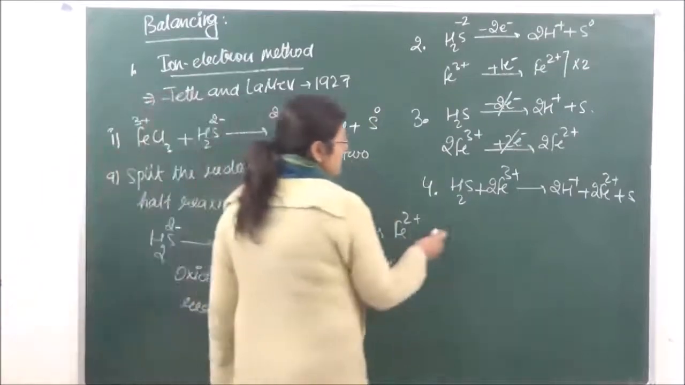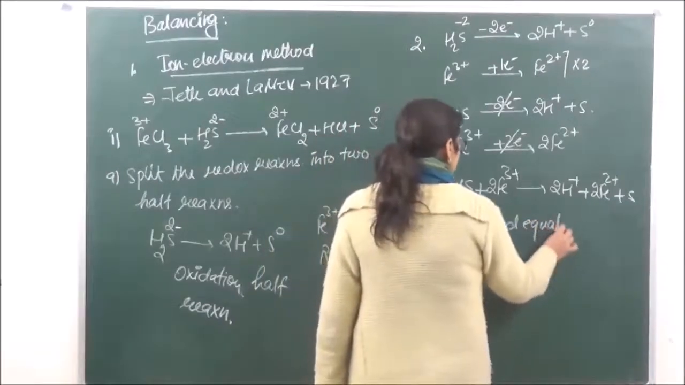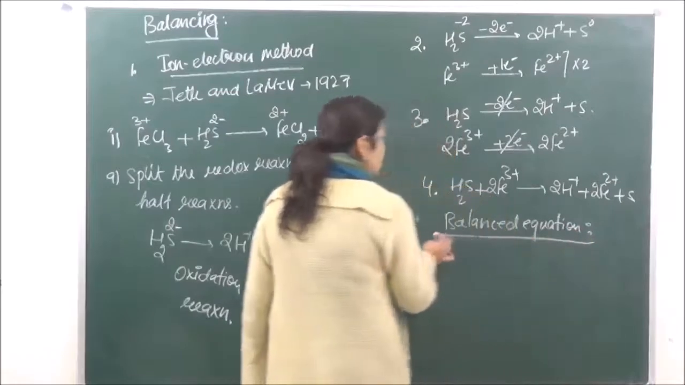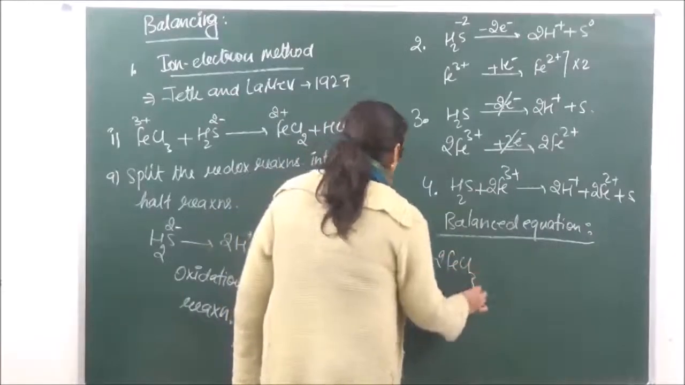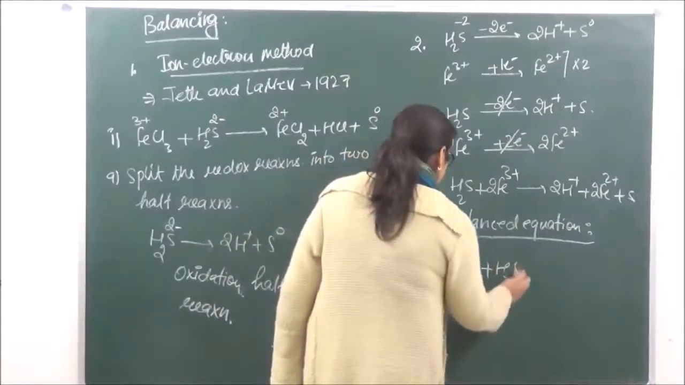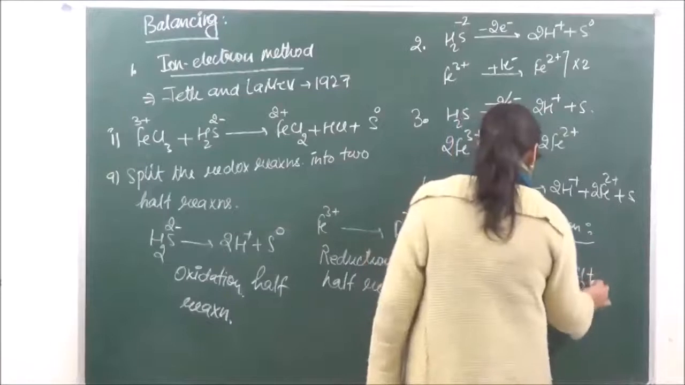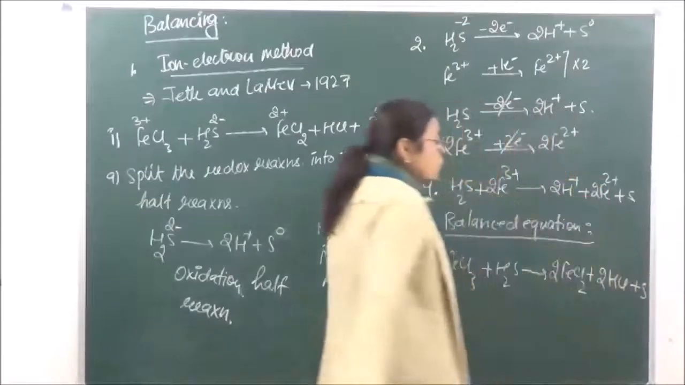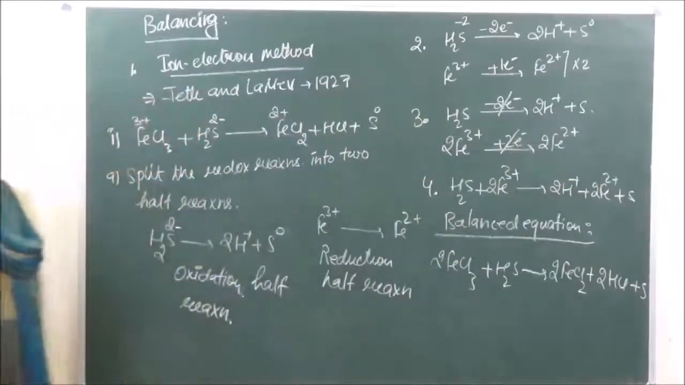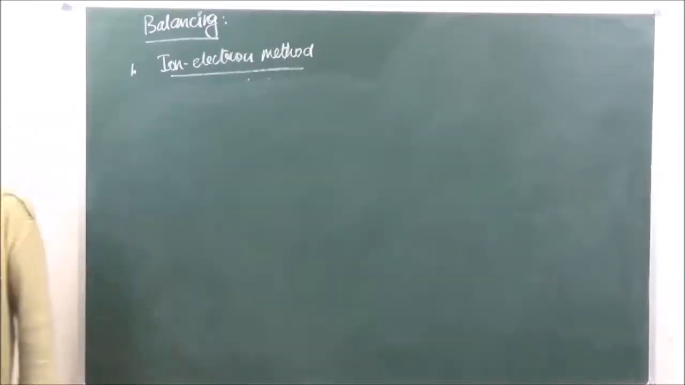So according to this, if we are writing the balanced equation in the molecular form, that is going to be 2 FeCl3 plus H2S to give us 2 FeCl2 plus 2 HCl plus S. So this is going to be the balanced molecular reaction. Is it clear? So this was a simple reaction which we have taken over here. Let's take another reaction.